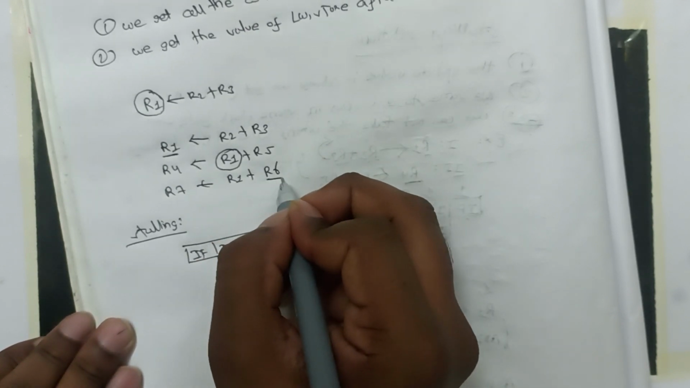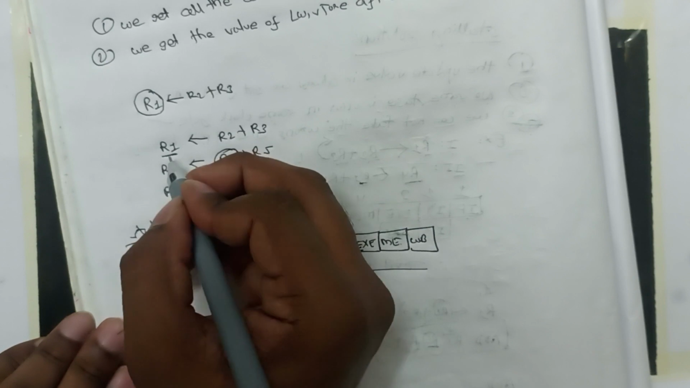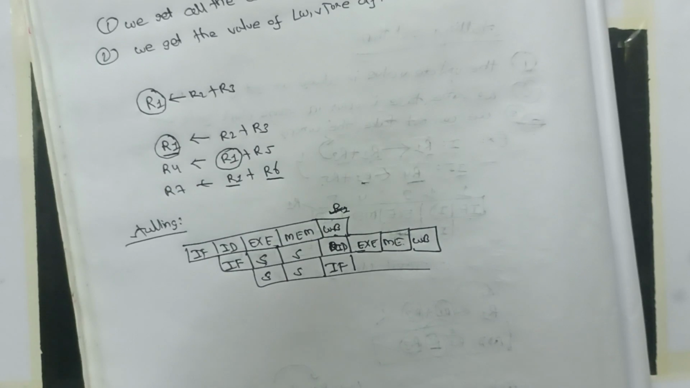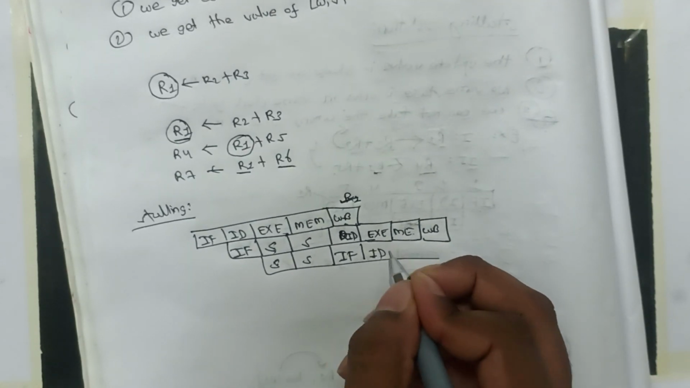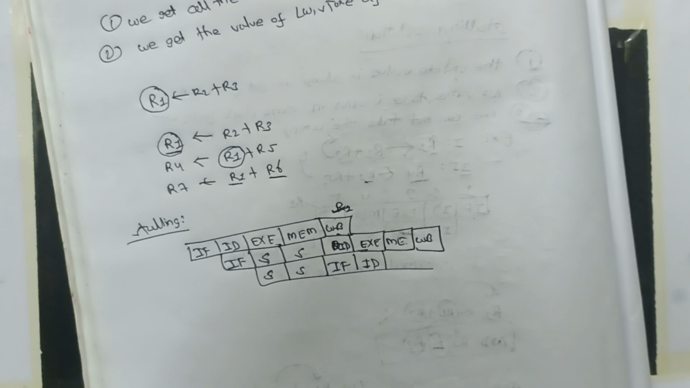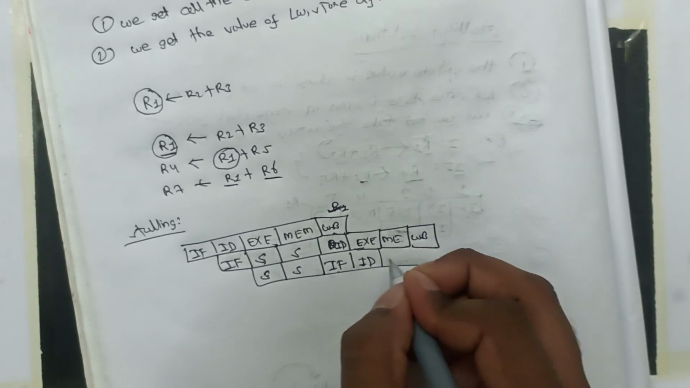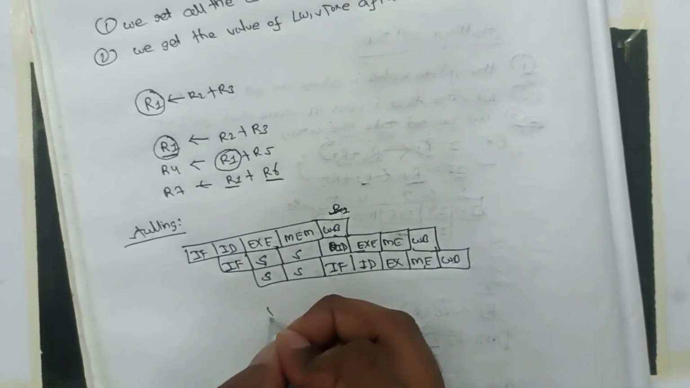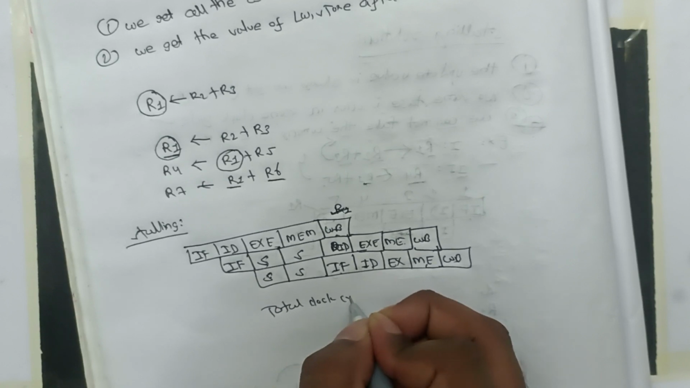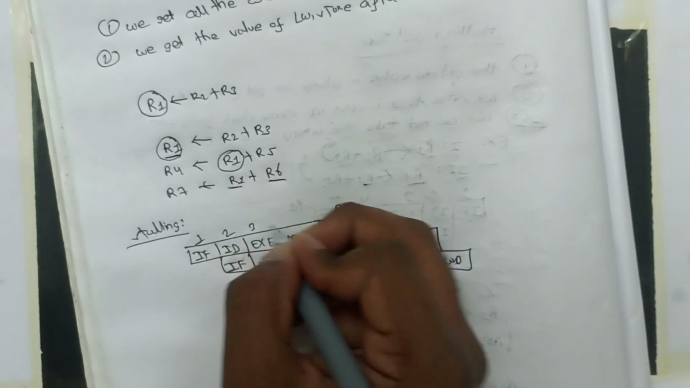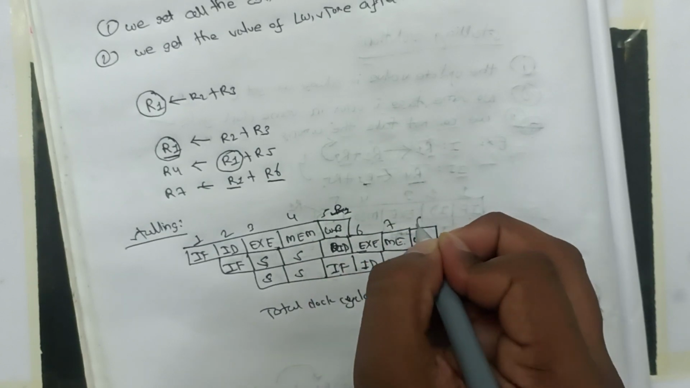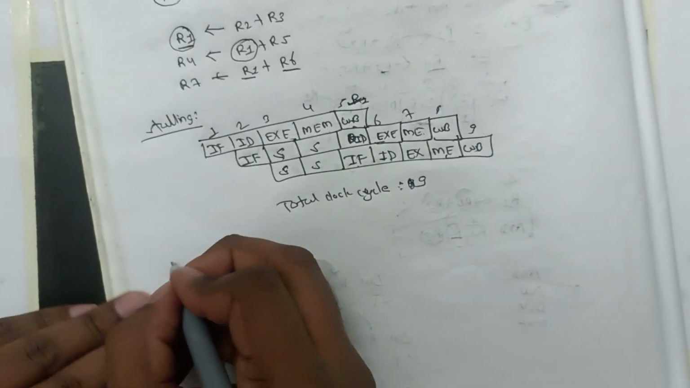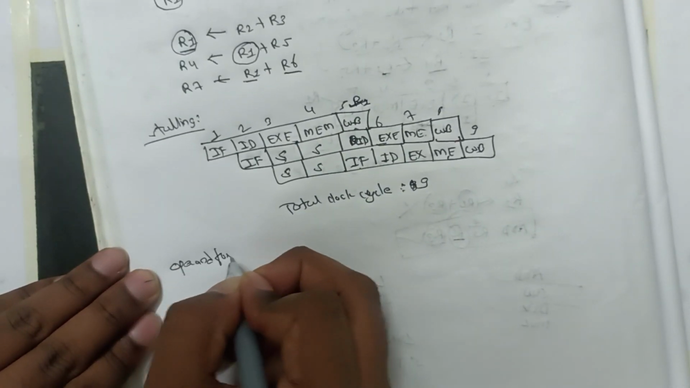See, is R6 dependent? No. Is R1 dependent? Yes, R1 is dependent on this. And from where do we get this? It means we get the value of R1 from this. It means if I take ID here, there is no hazard. So I can take IF, ID, EX, MEM, WB, and the total clock cycles: 1, 2, 3, 4, 5, 6, 7, 8, 9. That is 9. Okay, let's solve by operand forwarding.